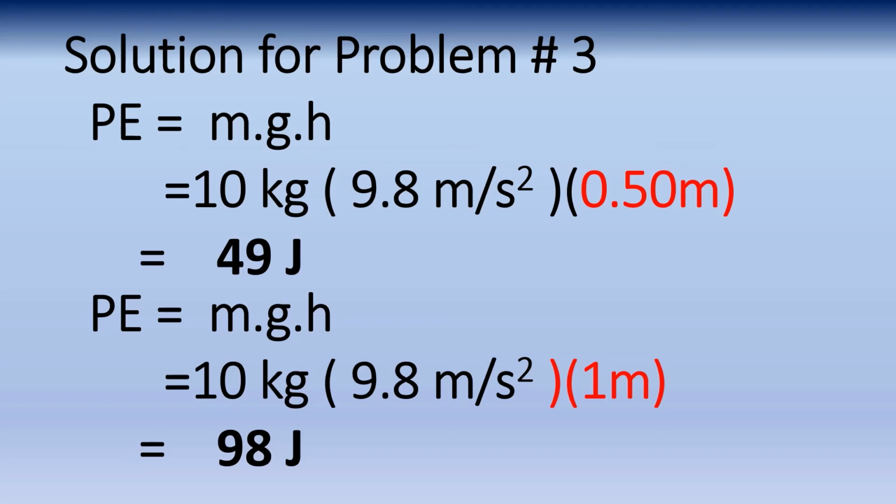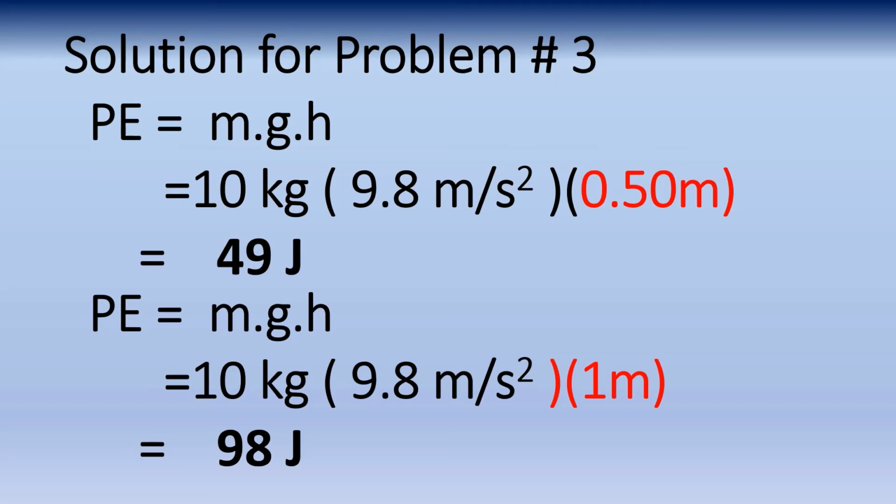And if we're going to increase the height, what do you think will happen to the potential energy if we double the height? So the mass is still the same, 10 kilograms, and the gravity is 9.8 meters per second squared, and the height becomes 1 meter. From 0.5, it becomes 1 meter. So you multiply 10 times 9.8 times 1, the answer is 98.